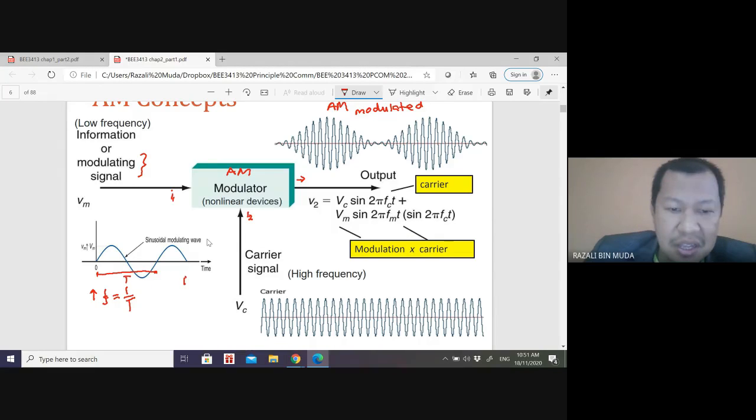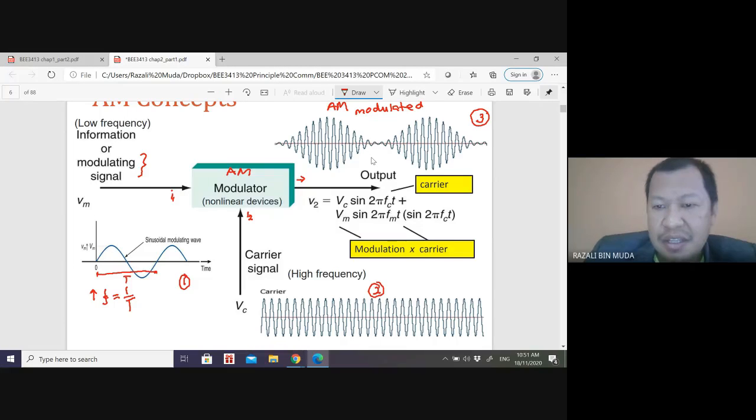Ini ialah information signal, ini ialah carrier signal. So ini ialah modulated signal. So secara ringkas, we can say that modulation is the process of combining this signal, the information and the carrier. Combine these signals, you become this output, the AM modulated signal.